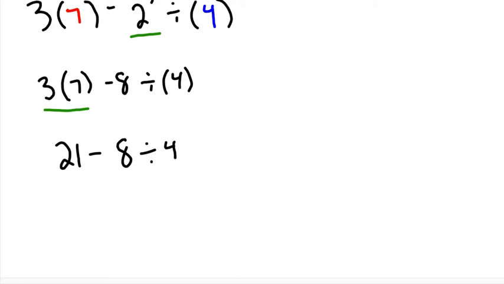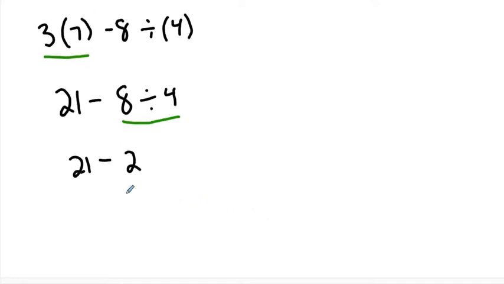All right, next, I did my multiplying and dividing left to right. I have one more thing here, so I'm going to bring down that 21. So 21 minus 8 divided by 4, 8 divided by 4 is 2. And then the last step here, 21 minus 2. 21 minus 2 gives me my final answer of 19.